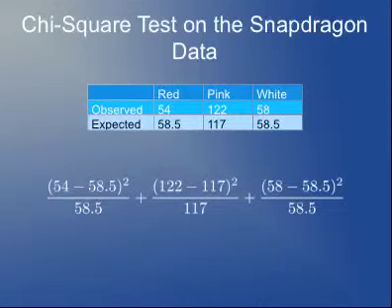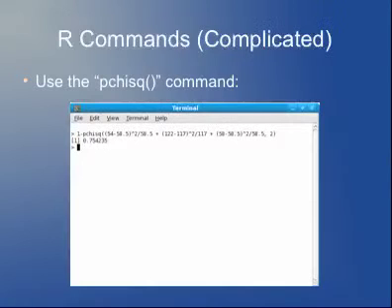So, to calculate the chi-square test statistic on the Snapdragon data, recall that we observed 54 red flowers, 122 pink flowers, and 58 white flowers. The chi-square test statistic is always observed minus expected squared divided by expected, so 54 minus 58.5 squared divided by 58.5, 122 minus 117 squared divided by 117, plus 58 minus 58.5 squared divided by 58.5. Easy enough, hopefully.